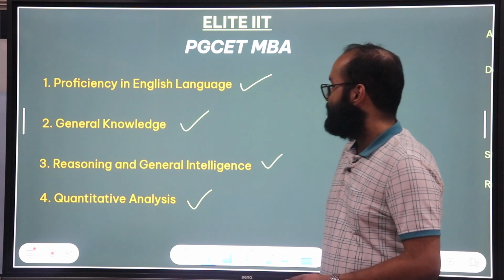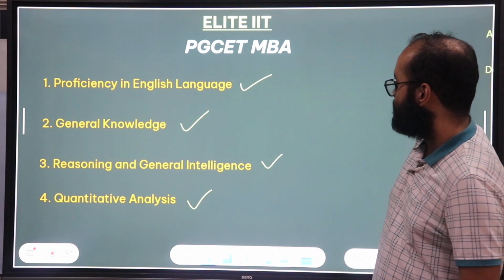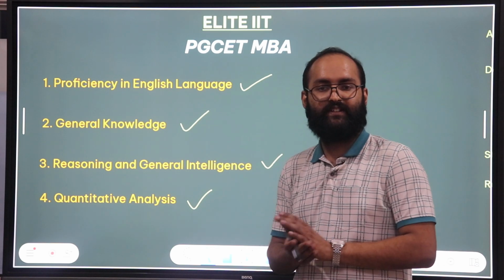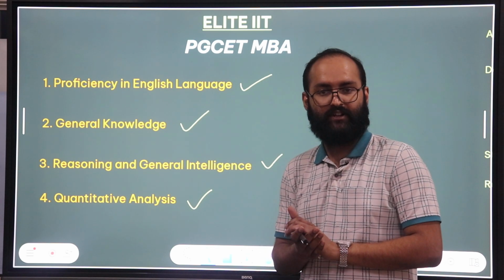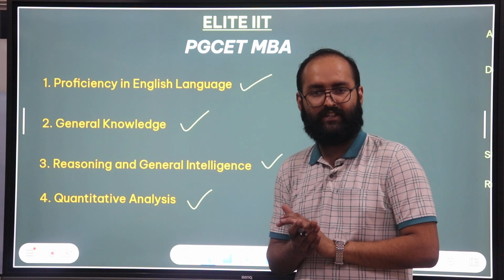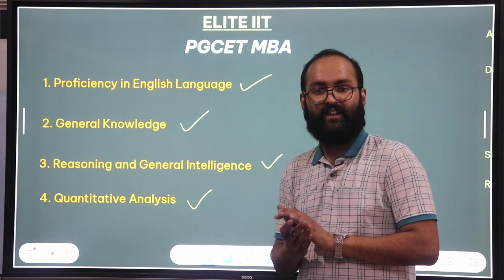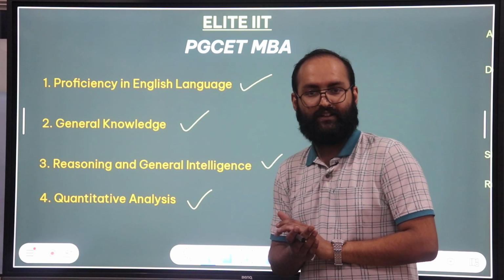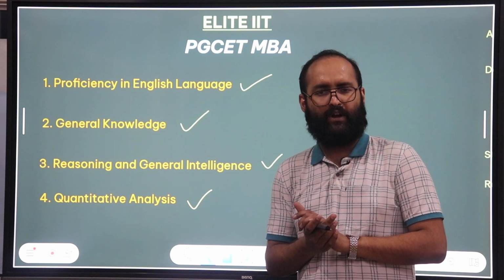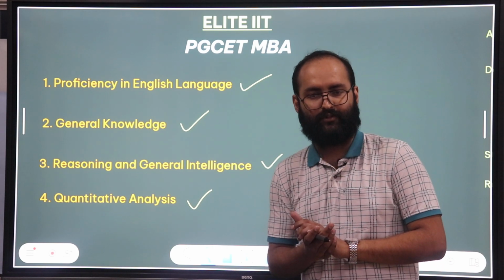Isn't it? So, out of these 4, the total marks that will come in PGCET MBA, as we all know, is 100 marks, 25 marks per section, 1 mark for each correct answer, and there will be no negative marking. And for the 100 marks, you will have around 150 minutes, 2.5 hours.